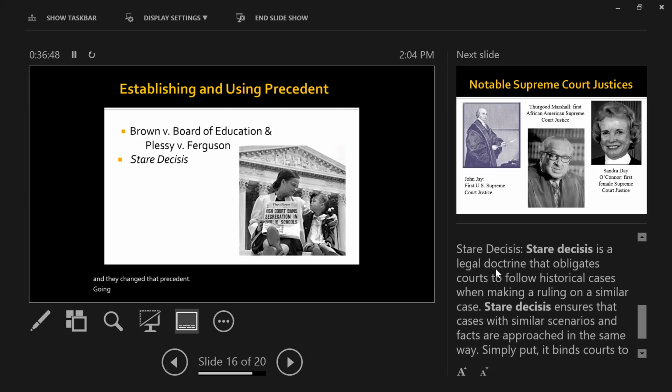Going alongside that is what we call stare decisis. Stare decisis is a legal doctrine that obligates courts to follow historical cases. So again, stare decisis is a legal doctrine that obligates courts to follow historical cases.